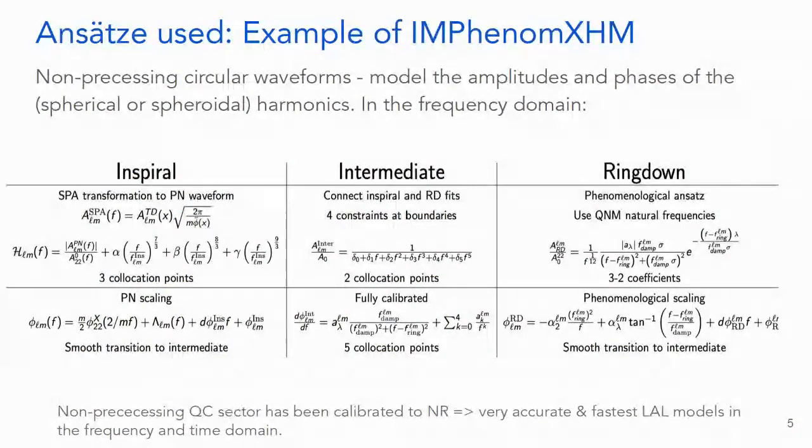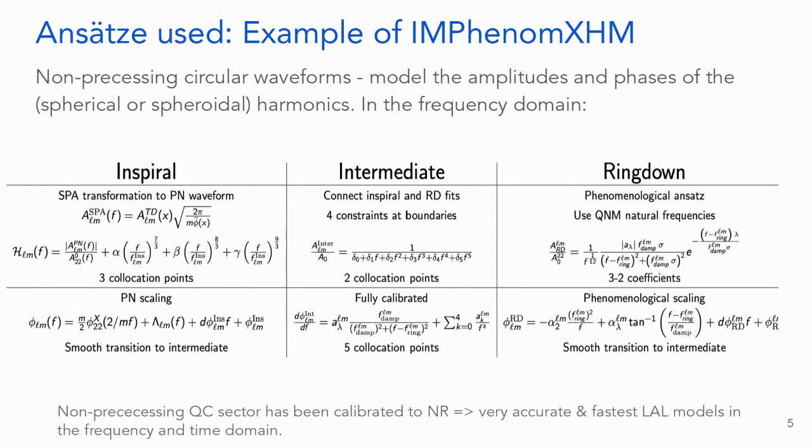So here you have an example of the ansatz proposed for the IMRPhenomXPHM, which is the precessing version of the XPHM that I was talking about before. Basically, as you can see, we have 2 proposals, one for the phase and one for the amplitude for the inspiral, intermediate, and ringdown. And there are these coefficients that are the ones that have to be fitted across the parameter space.